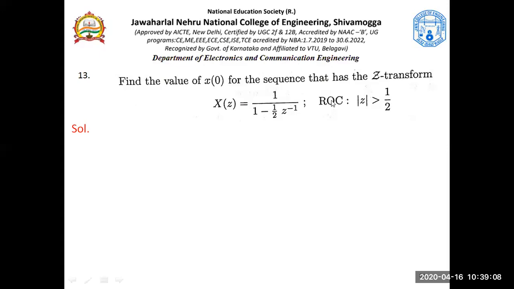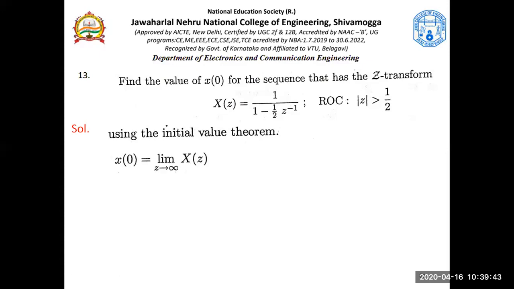Region of convergence is for z greater than half. Z greater than half means it is outside the circle with half as the radius. Outside the circle means it is right sided. Understand that? So the sequence is a causal sequence, or a right-sided sequence. So the initial value theorem can be applied. So how to apply the initial value theorem? Using the initial value theorem, we can do that.